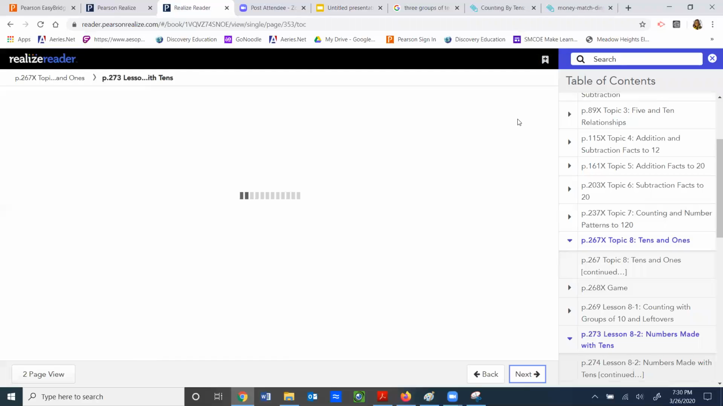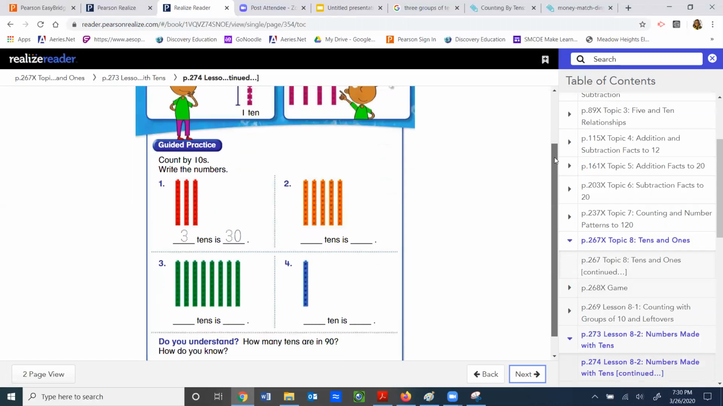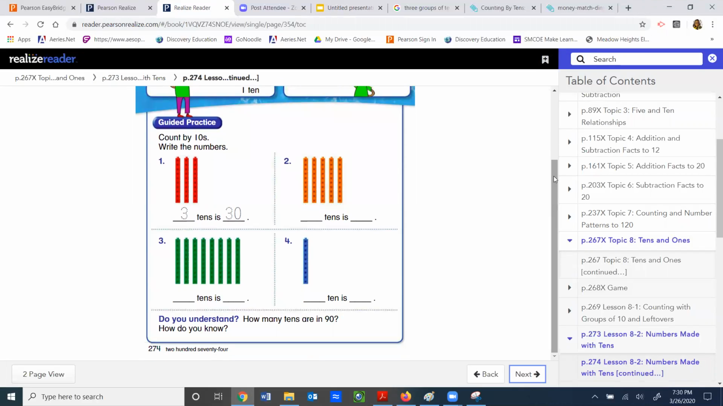Okay, let's go back to the worksheet that we are doing today. I'm going to read the inside to you in case you're working on this by yourself. So let's go to number 1, 2, 3, and 4. The directions say count by tens and write the numbers. Let's look at number 1. 10, 20, 30. There are 3 groups of 10, and that equals 30.